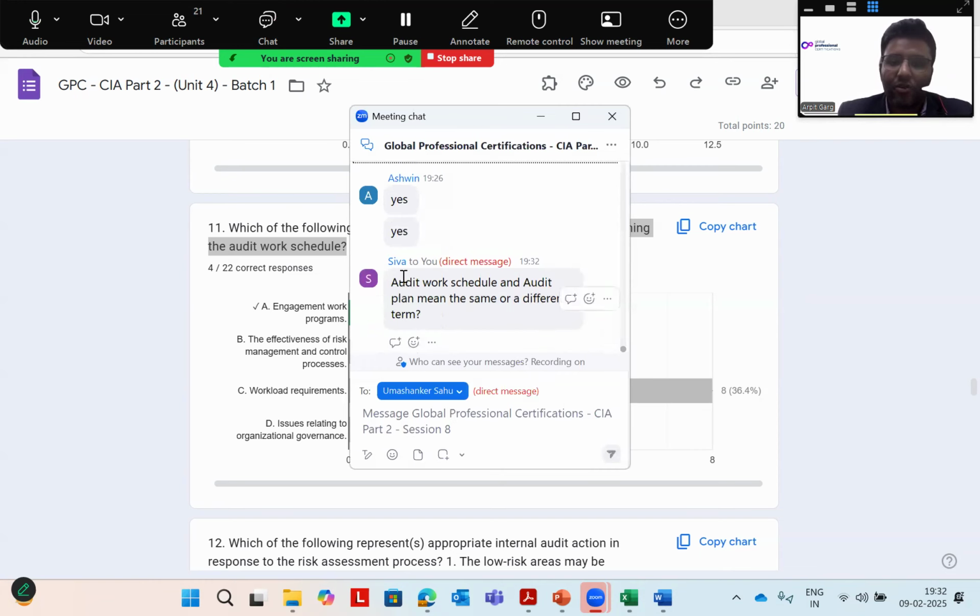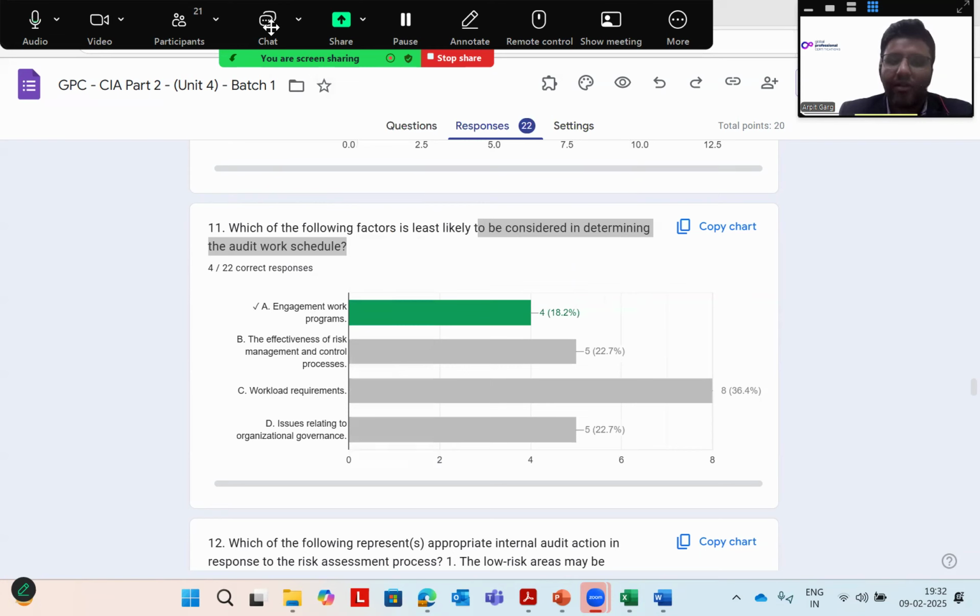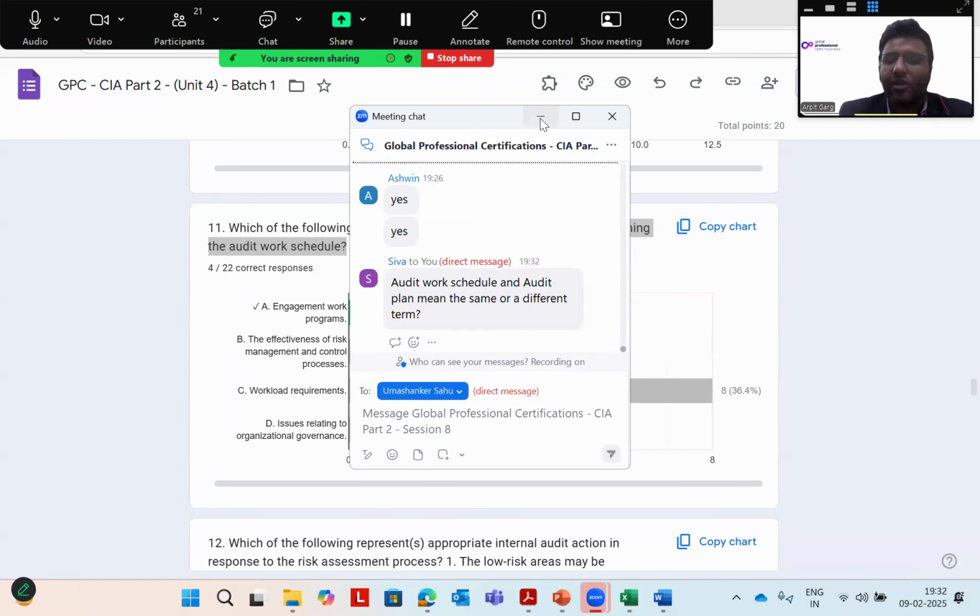So, Shiva is asking whether audit work schedule and audit plan are the same or different terms. Again, see, Shiva, audit plan is a little subjective when it comes to the CIA exam, because the audit plan is something that we've understood as a risk-based audit plan, right? So the risk-based audit plan is for the year. Now, you may say, Arpit, here we are talking about an engagement level audit plan, right? If we are talking about an engagement level audit plan, then within the engagement planning we prepare a work program which covers everything. Are you getting it, Shiva?